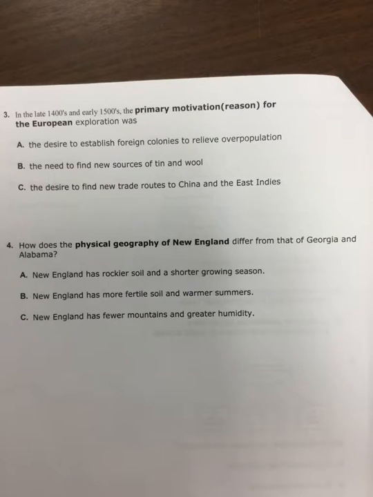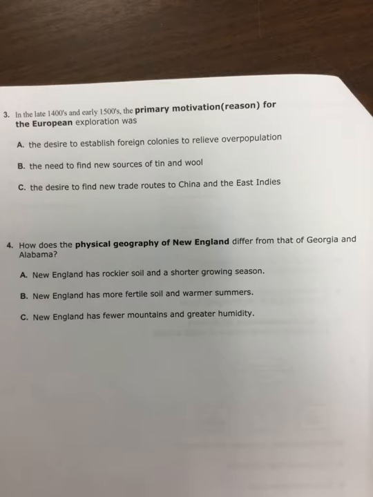All right, let's look at number 3. In the late 1400s and early 1500s, the primary motivation or reason for the European exploration was, my goodness, that sounds just like the question we just answered, doesn't it? So why did they come from Europe to America? A, the desire to establish foreign colonies to relieve overpopulation. B, the need to find new sources of tin and wool. Or C, the desire to find new trade routes to China and the East Indies.